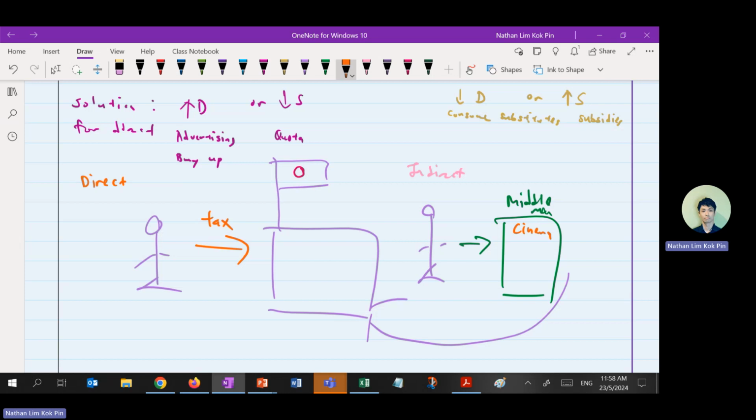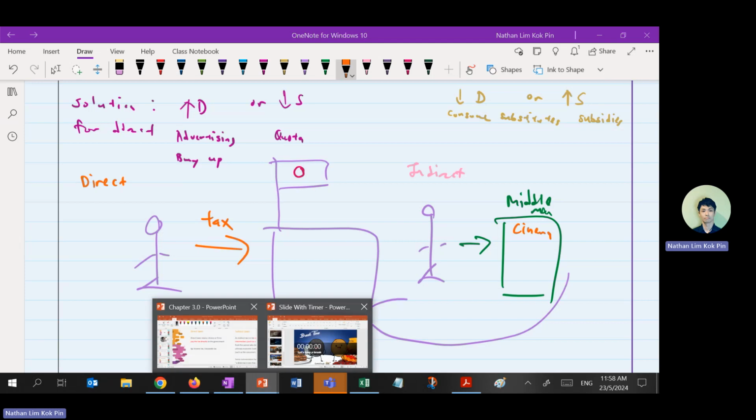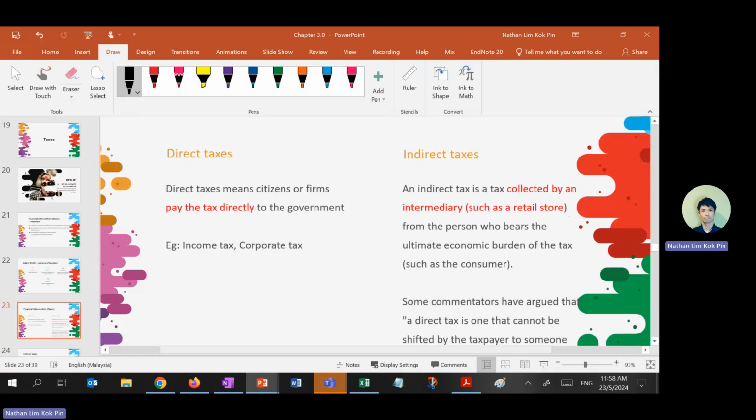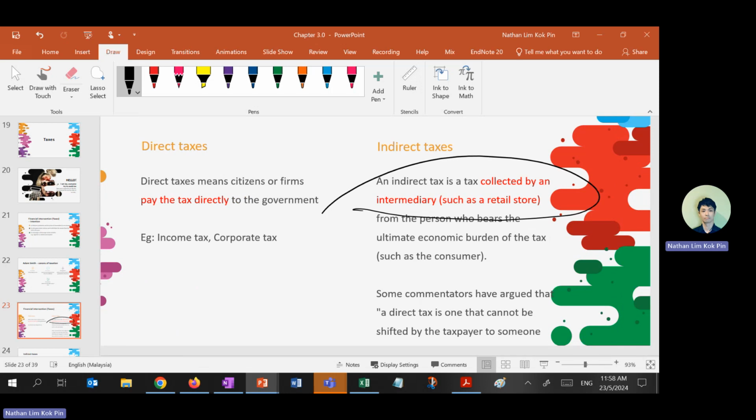Then after 1 week, 1 month, depending on the government policy, or 1 year, they pay all to the government. So they require another party. This is indirect tax, which is what we're going to focus on. Indirect tax is known as the intermediary will actually collect the tax first, right? And because of that, they can pass the tax to the consumers later on. This is what we're going to cover today.